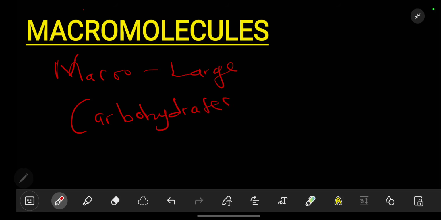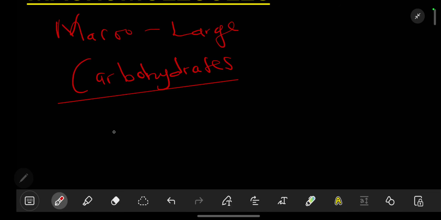So what are some of the things that you're supposed to know under carbohydrates? The first thing is that the general formula for carbohydrates is CnH2nOn. That means the number of carbons is equal to the number of oxygens, and the number of hydrogens is double the number of oxygens. You will understand this more as we proceed.